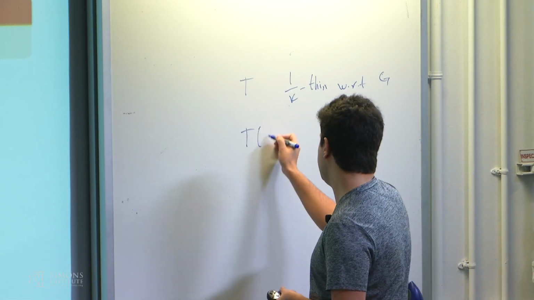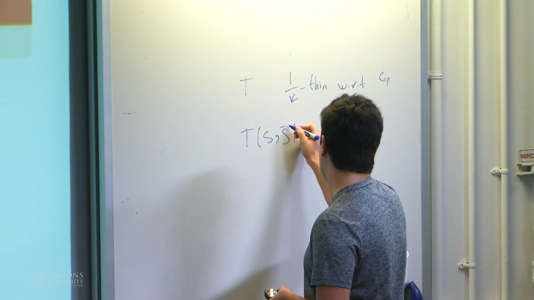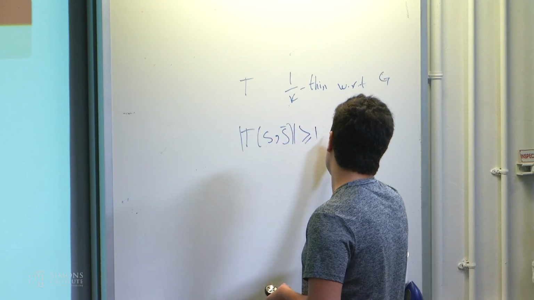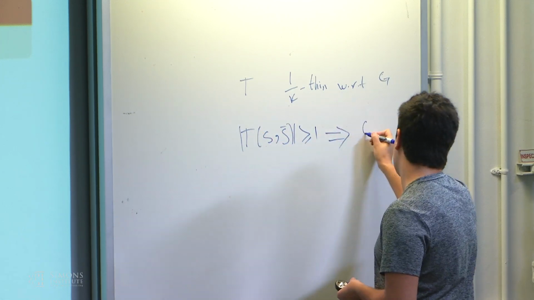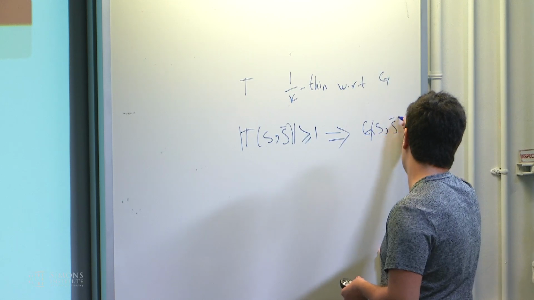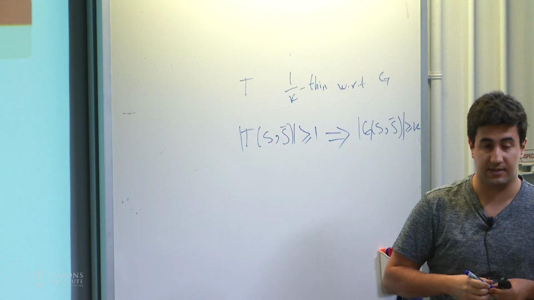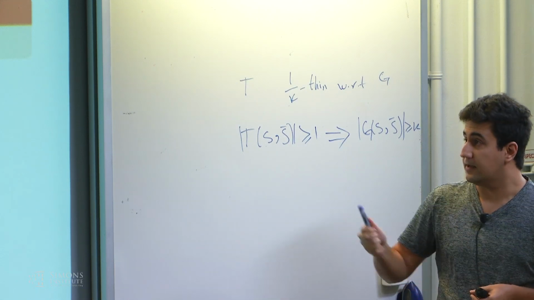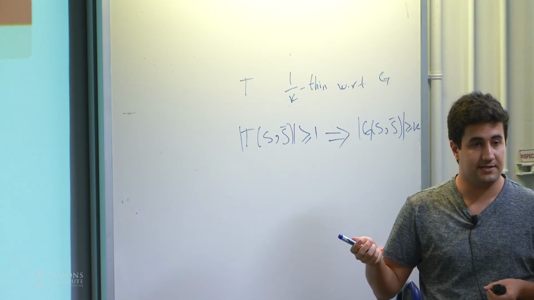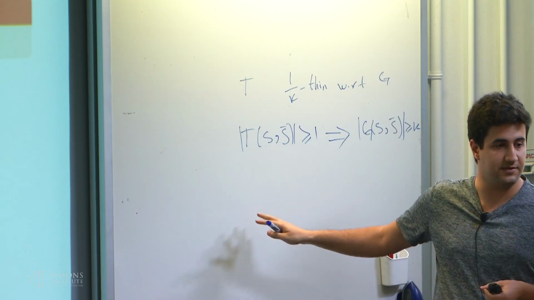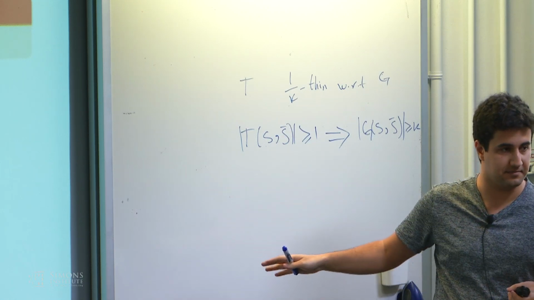Because the tree is going to have at least 1 edge in every cut. So this means that the graph must have at least k edges in every cut, if you're 1 over k thin. Goddyn's conjecture is that this is basically sufficient up to a constant factor.